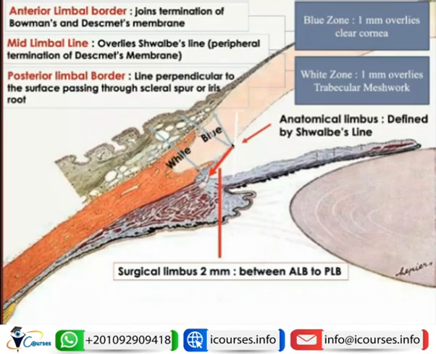So let's have again an idea about what are the differences. The blue zone is between the anterior limbal border and the mid-limbal border. The white zone is between the mid-limbal and posterior limbal border. The surgical limbus is between the anterior limbal border and posterior limbal border, and the anatomical limbus is made by the Schwalbe's line.